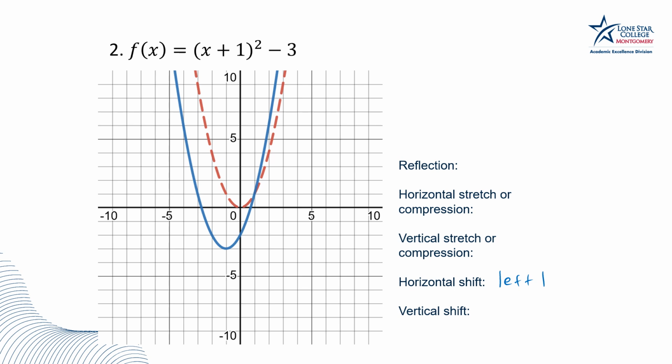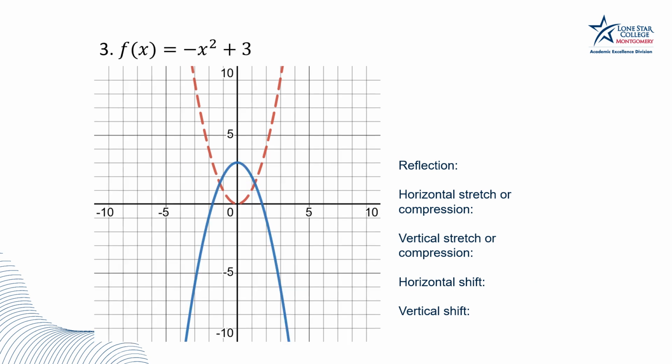And because it's saying minus 3, it's actually going down 3. So starting from the origin, or what's called the vertex of the parabola, this is where you start, and we end up moving left 1 and down 3. And that's where we get that point right there. And then basically it's shifting left 1 and down 3. That's the blue graph. That's the graph of (x plus 1) squared minus 3.